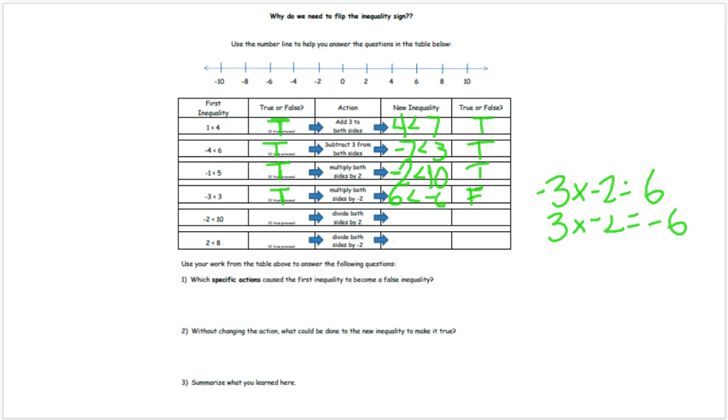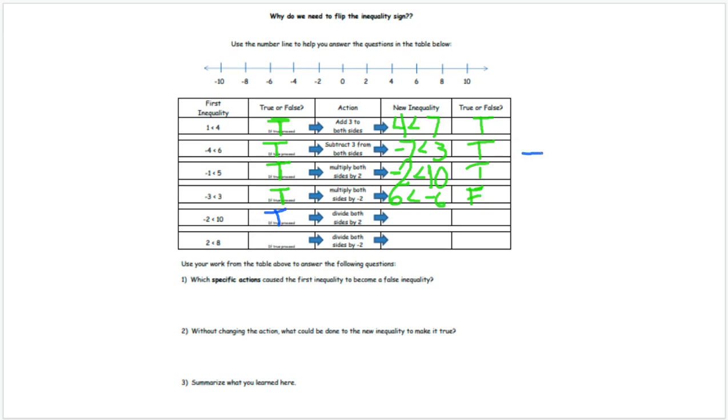So apparently, if I add to both sides, nothing changes. If I subtract from both sides, nothing changes. If I multiply by a positive number, nothing changes. But if I multiply by a negative number, I'm noticing that there is a difference. So let's look at division now. Well, I know that 2 is less than 10. Oops, I was supposed to put true or false in there. And that is true.